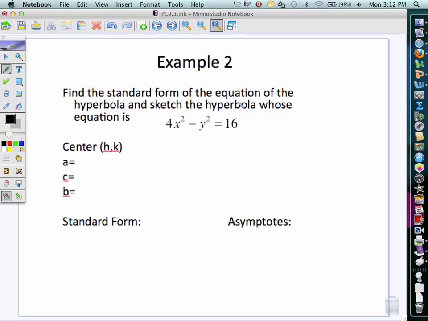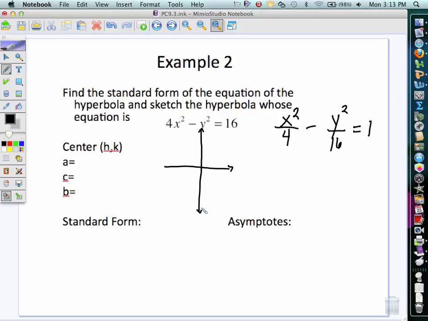All right, example 2. Find the standard form of the equation of the hyperbola and sketch the hyperbola whose equation is 4x squared minus y squared equals 16. So it's not in the right form. We need to divide by 16. If you divide by 16, you get x squared over 4 minus y squared over 16 equals 1.